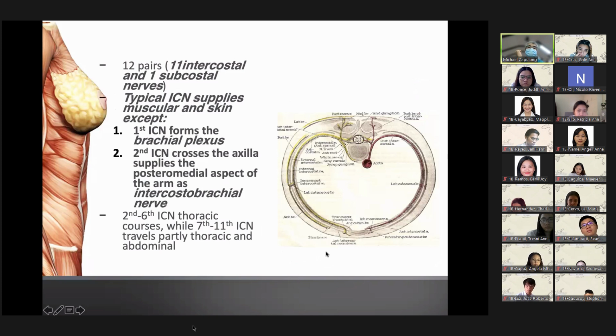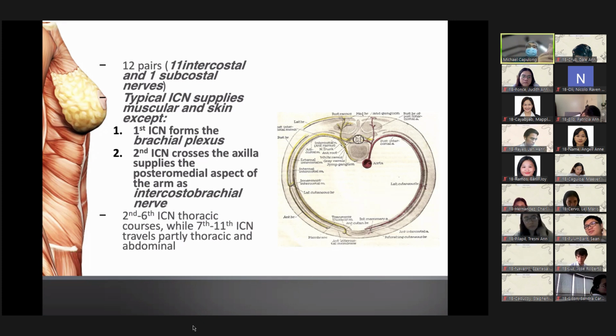Okay. So what about your nerves? Oh, by the way, venous drainage will just follow the corresponding arteries. Okay. So that's a general rule in anatomy. For every artery, there is a corresponding vein. So the venous drainage in the anterior thoracic wall will follow the orientation of the subsequent arteries.